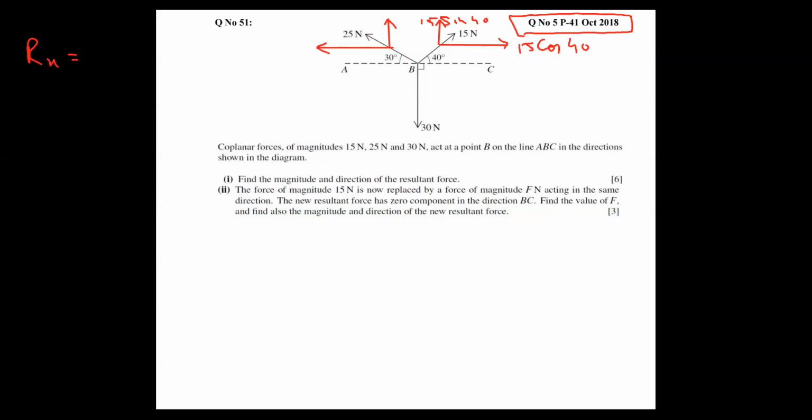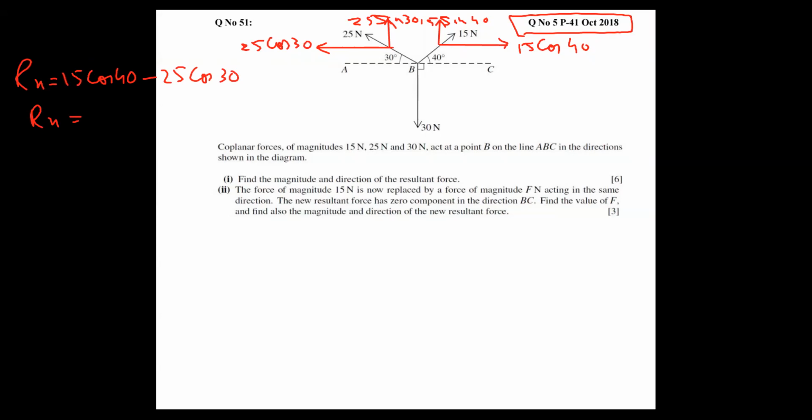So I can write it here, 25 cos 30, and top is 25 sine 30. The 30 has no component because it is acting downwards, so no change. So 15 cos 40 minus 25... wait a minute, it is in front of it. So Rx is 15 cos 40 minus 25 cos 30. If I calculate 15 cos 40 and 25 cos 30.